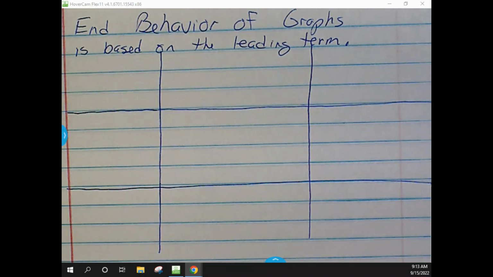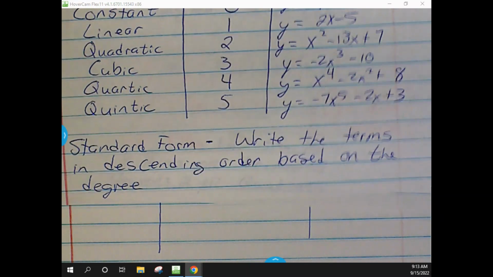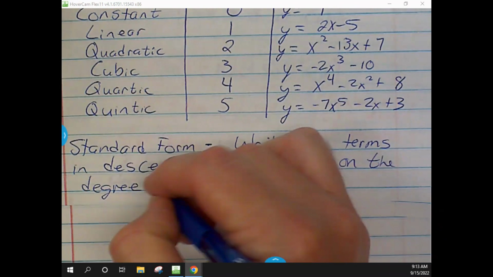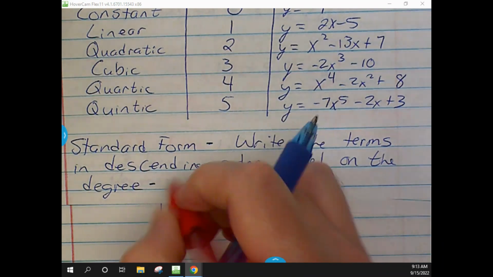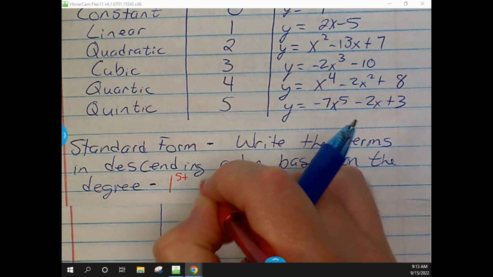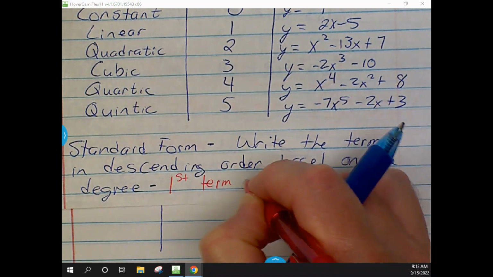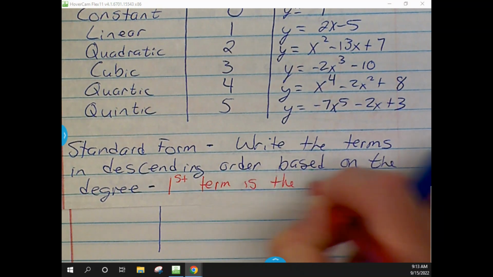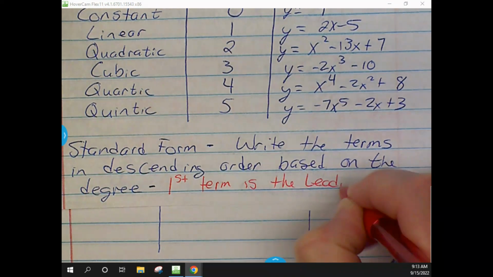Okay, and what we should have said back here when we were talking about standard form, if you got it back here, if not, you can just put it here. But back when we were talking about standard form, where we write the terms in descending order based on the degree, the first term is what they're going to call the leading coefficient. Should have said that back here and I forgot.